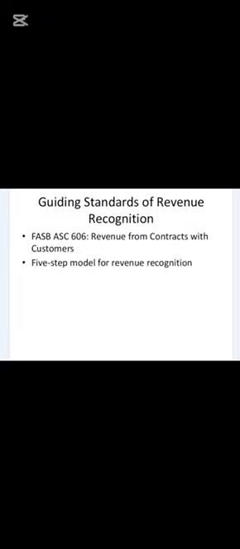And these are the 5 steps: Number 1, identifying the contract with a customer. Number 2, identifying the performance obligations in the contract. Number 3, determine the transaction price. Number 4, allocate the transaction price to the performance obligations. And number 5, recognize revenue when or as the entity satisfies a performance obligation.